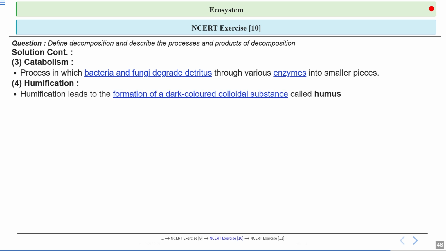Okay, clear? So here humus is a dark colored substance. Okay, it is a colloidal, dark colored, amorphous substance. Humus improves soil fertility by holding water and nutrients, making it easier for the plants to absorb them. Now, it acts as a reservoir of nutrients for the plants because humus breaks down very slowly. Okay, it is resistant to microbial degradation. It degrades very slowly. That's why it acts as a reservoir of the nutrients. Clear?